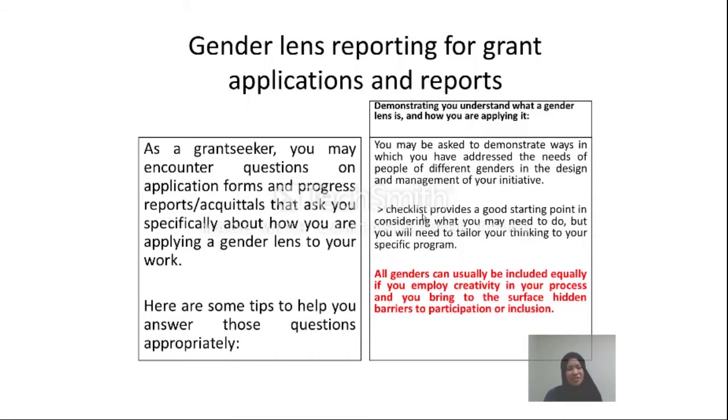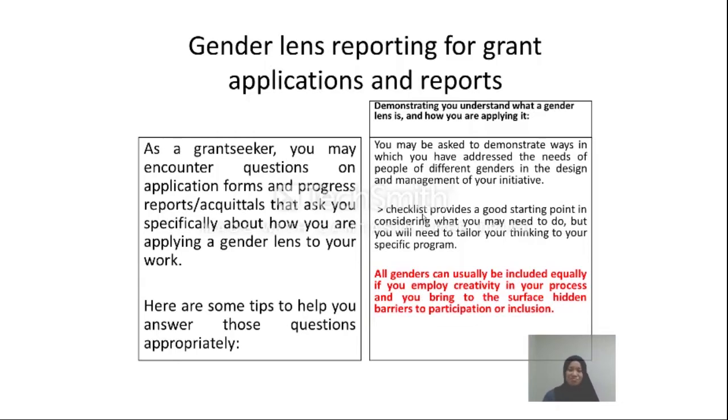So as a grant seeker like us, you may encounter questions on application forms and progress reports or acquittals that ask you specifically about how you're applying a gender lens to your work. Here are some tips to help you answer those questions appropriately. So demonstrating you understand what a gender lens is and how you are applying it. You may be asked to demonstrate ways in which you have addressed the needs of people of different genders in the design and management of your initiative.